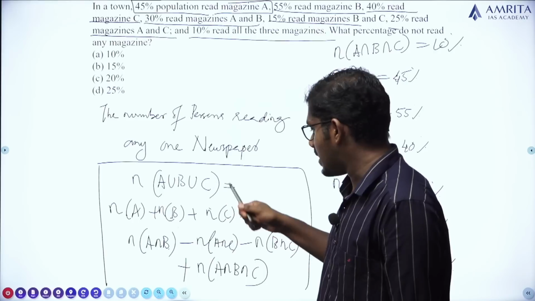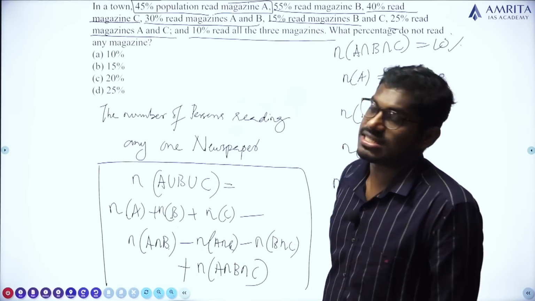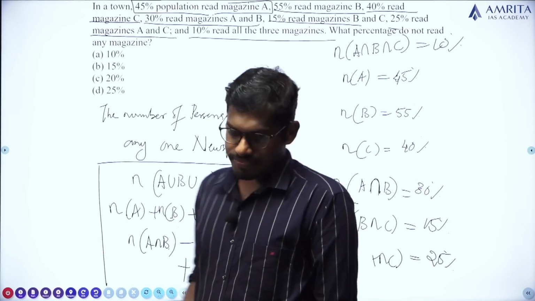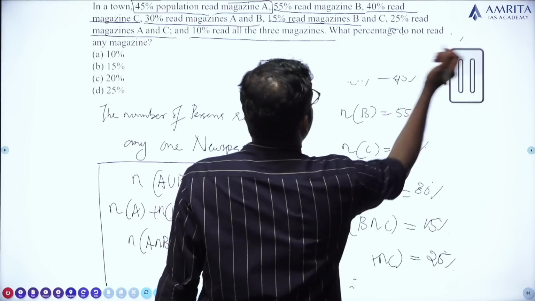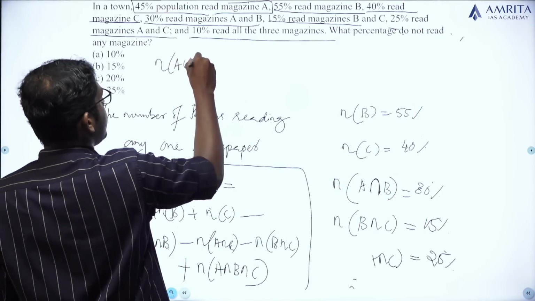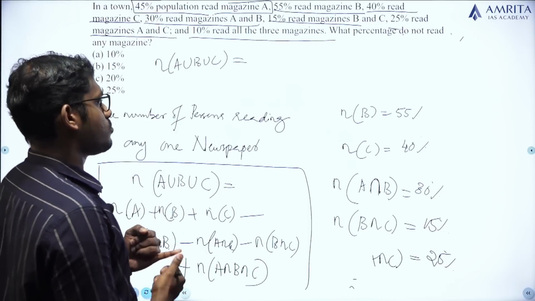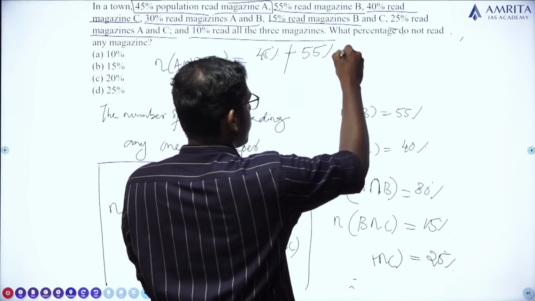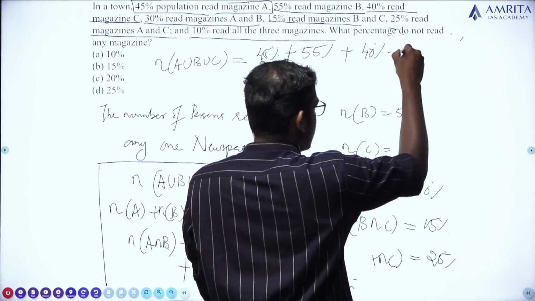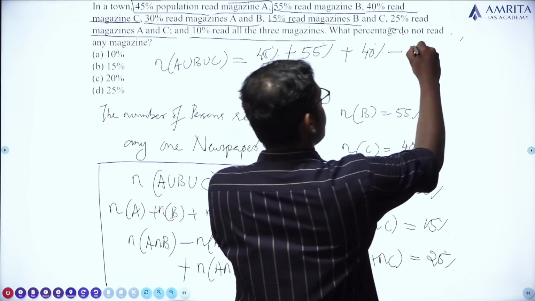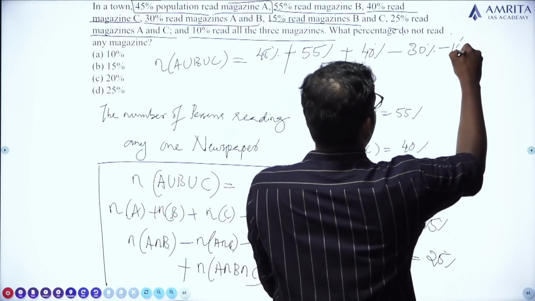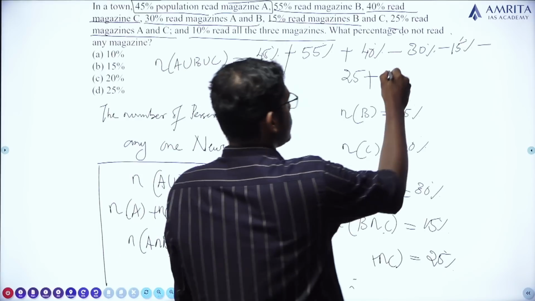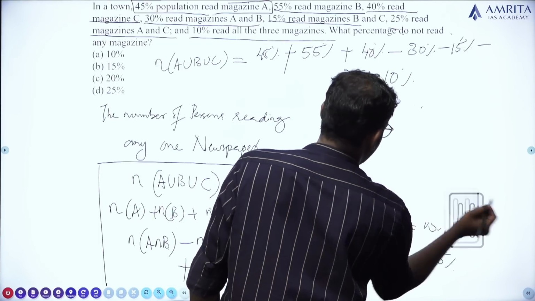So A intersection B, A intersection C, B intersection C are subtracted from here, and we add n of A intersection B intersection C. Clear? Okay. So the value will be: n of A union B union C is equal to the number of persons reading newspaper A, 45%, plus the number of people reading newspaper B, 15%, plus the number of people reading newspaper C, 40%, minus n of A intersection B, which is 30, n of B intersection C, which is 15, n of A intersection C, which is 25, plus n of A intersection B intersection C, which is 10%. Clear? Okay.